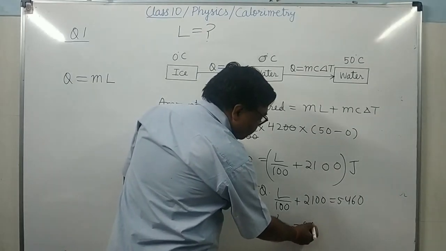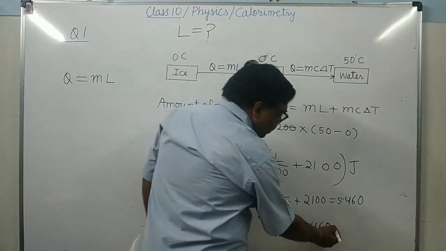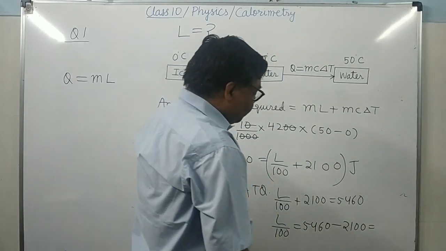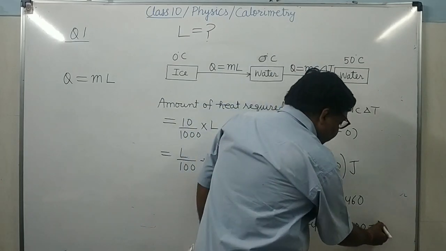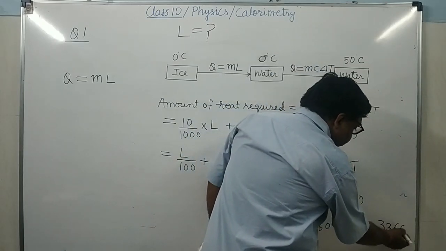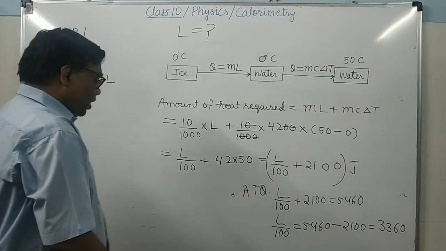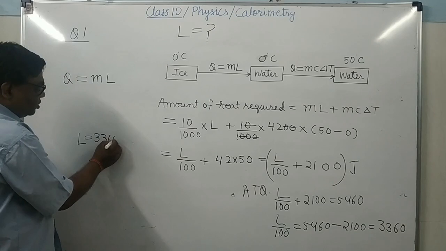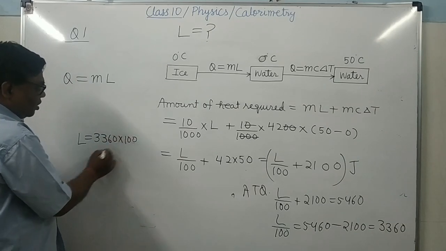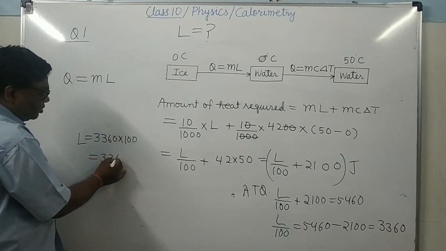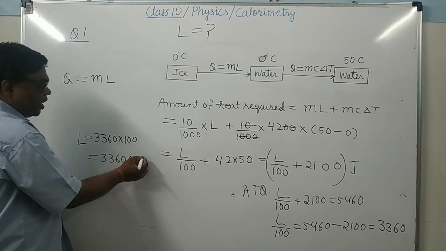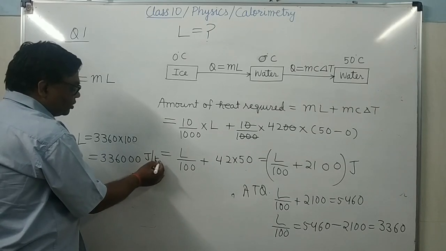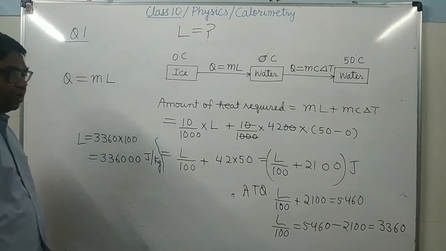So what is L upon 100? It equals 5460 minus 2100, so when you convert, it will be equal to 3360. So what will be L? L equals 3360 into 100, that is equals 336000. And what is the unit of L? Joule per kg, because here mass you have taken in kilogram.